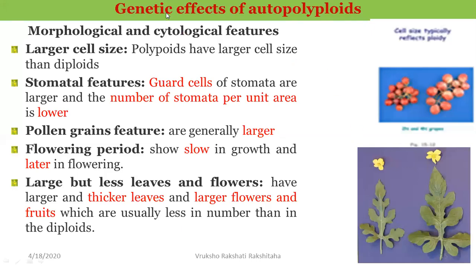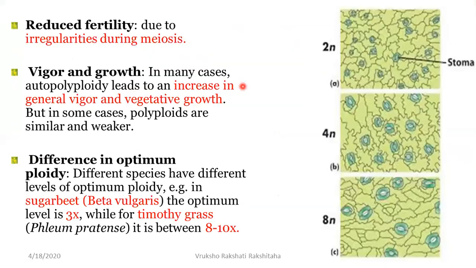Now let us look into the genetic effects of autopolyploidy. What are the morphological and the cytological features? Now these autopolyploids show larger cell size. The cell size is large. Stomatal features: the guard cells of the stomata, the stoma, are larger in size.